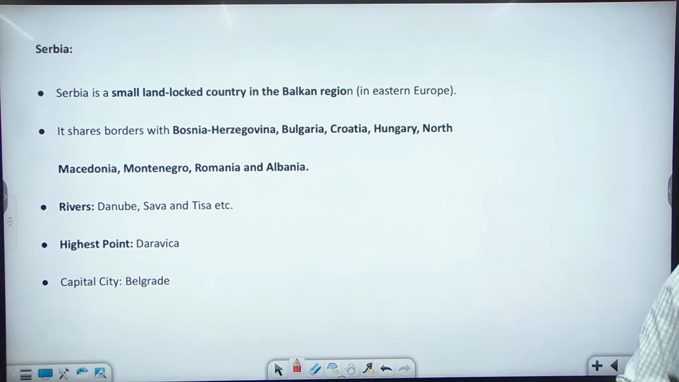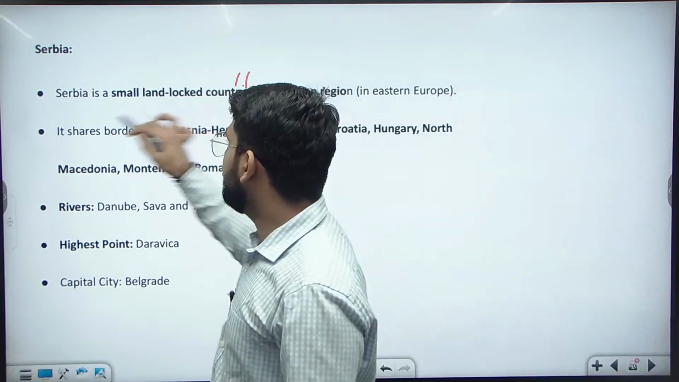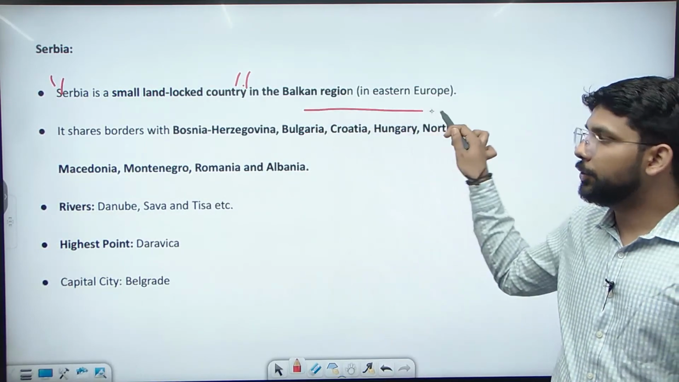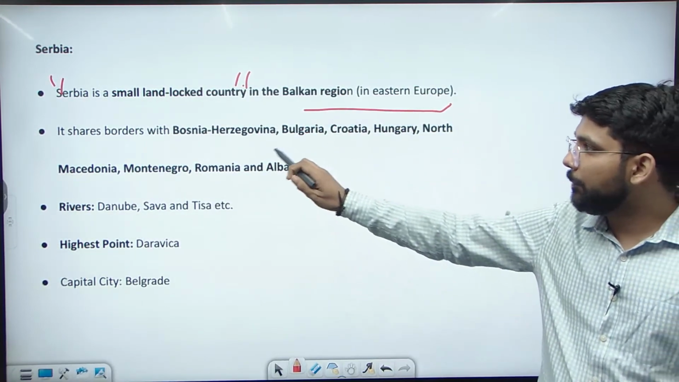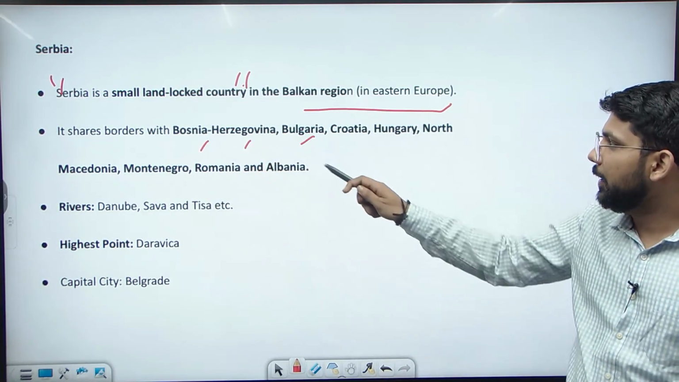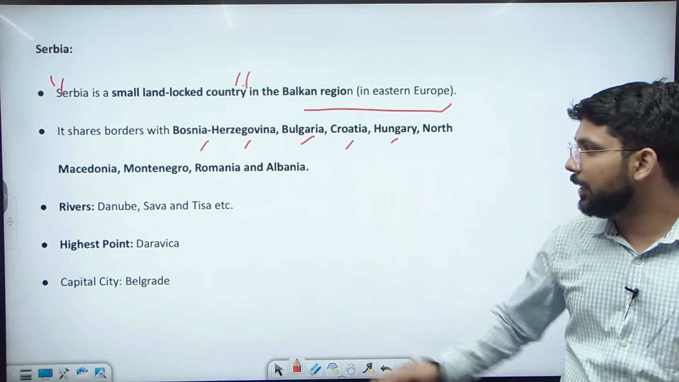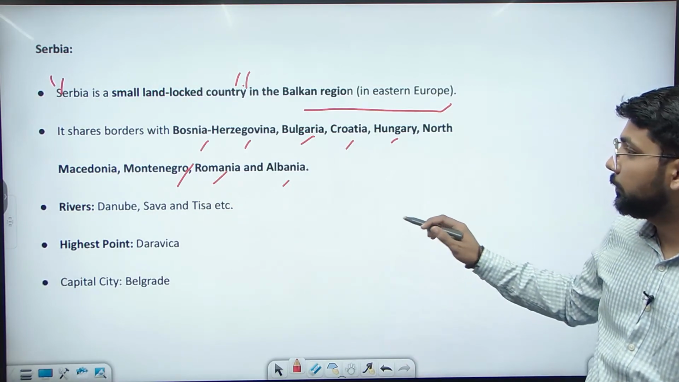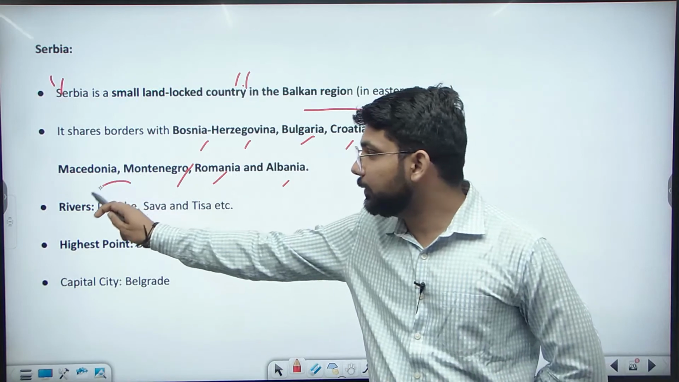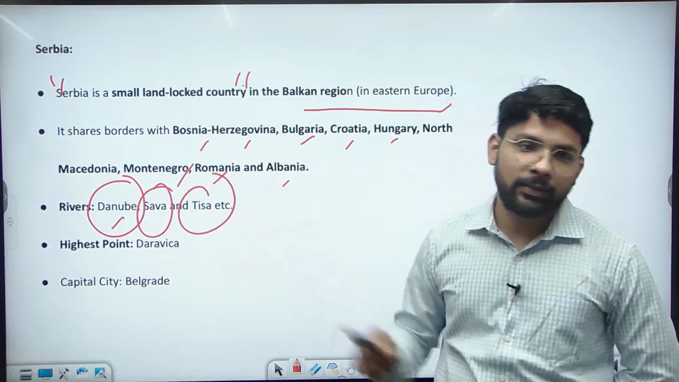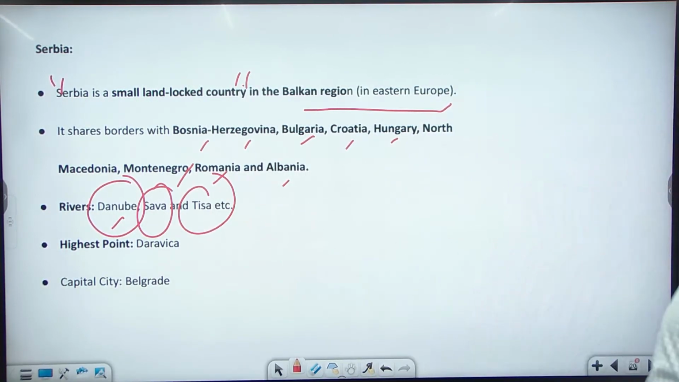About Serbia, Serbia is a landlocked country. So this is important for the prelims. It's a small landlocked country in the Balkan region in Eastern Europe. It shares borders with Bosnia, Herzegovina, Bulgaria, Croatia, Hungary, North Macedonia, Montenegro, Romania, and Albania. The specific rivers in Serbia are the Danube, Sava and Tisa. A question about the Sava has been asked in UPSC before.